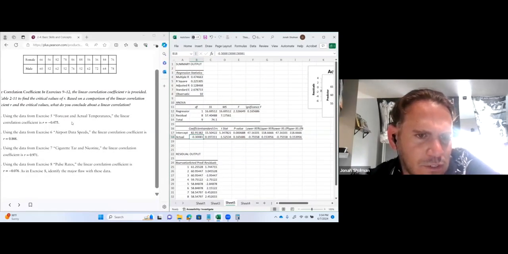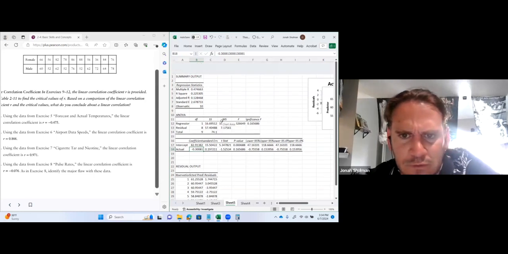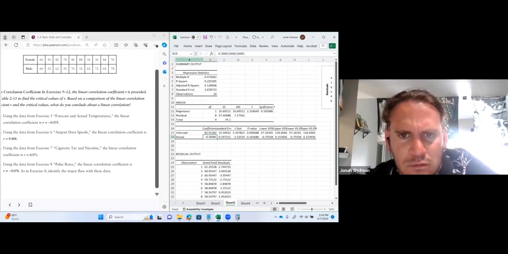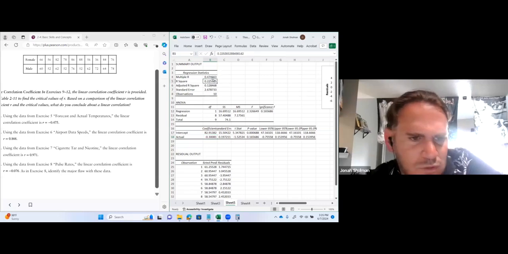Using forecast, the linear correlation coefficient is negative 0.475. What did we get? We got 0.474. They got 0.475. Yeah, it's the same thing. 0.474, 0.475. Okay. So we got 0.475. It matches. That's cool. So the linear correlation coefficient.